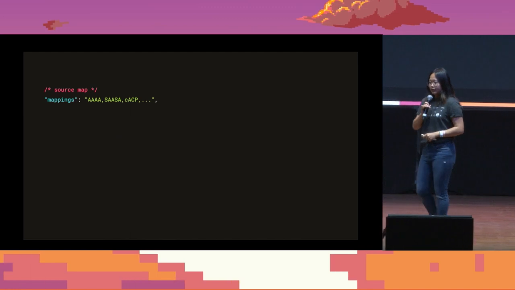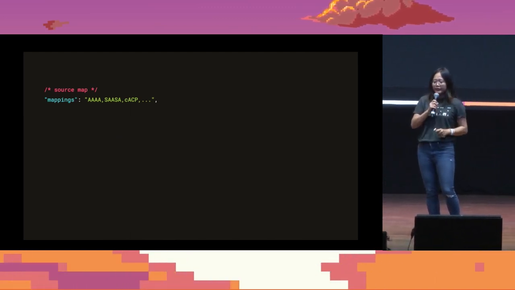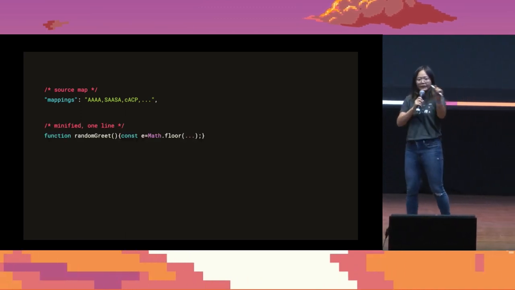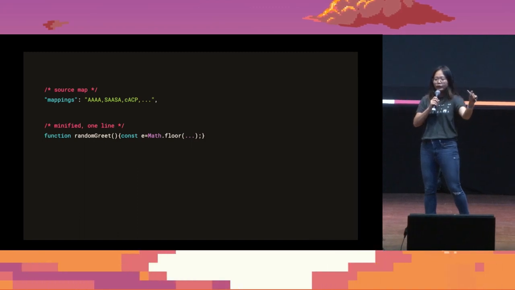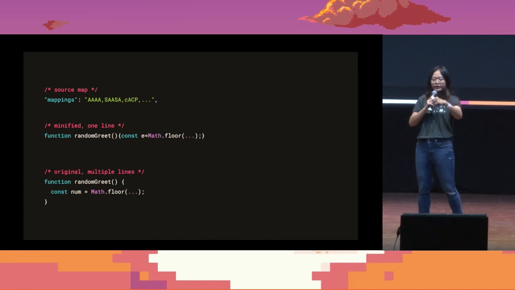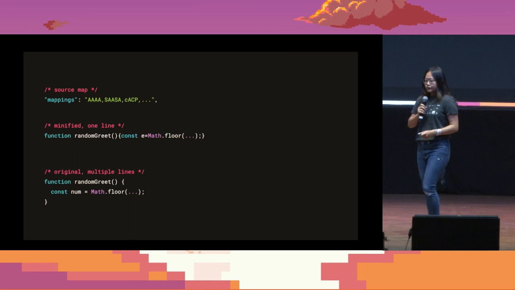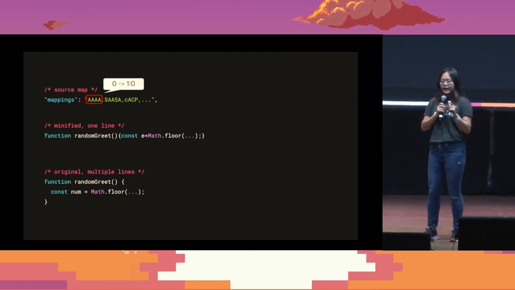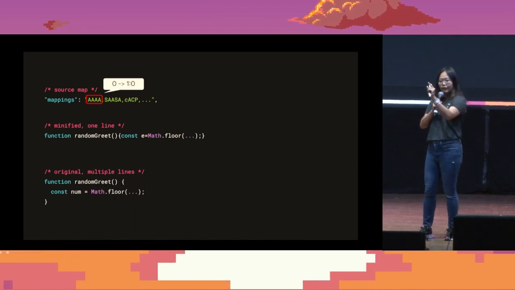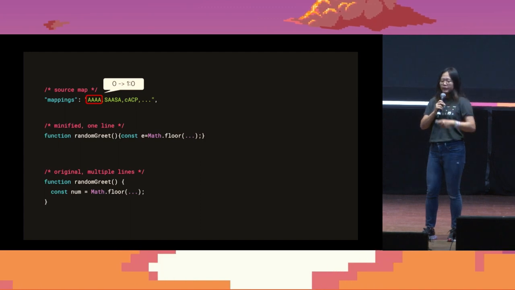So let me show you how it works. For example, this is the source map VLQ string from just now, the mappings field. This is your minified code. Everything is in one line. You have this randomGrid function. And then this is your original file, which is multiple lines, not yet compressed. Now, let's go through this AAAA. AAAA stands for 0, 1, 0 when we read that. So what does 0, 1, 0 mean?